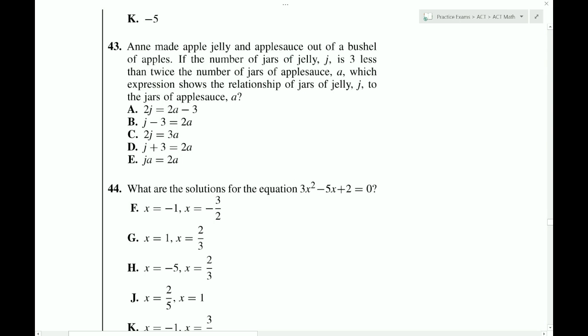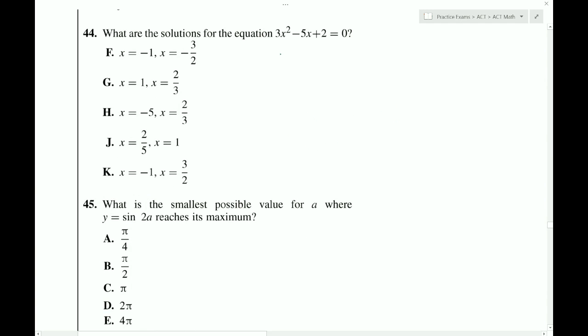Anne made apple jelly and applesauce out of a bushel of apples. If the number of jars of jelly, J, is 3 less than twice the number of applesauce, so twice applesauce minus 3. So notice we have to switch the order when it's less than, right? Which equation shows that as a result? So this exact one is not appearing. However, I can add 3 to both sides. I will get J plus 3 equals 2A.